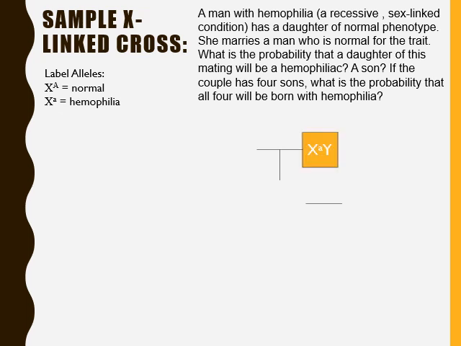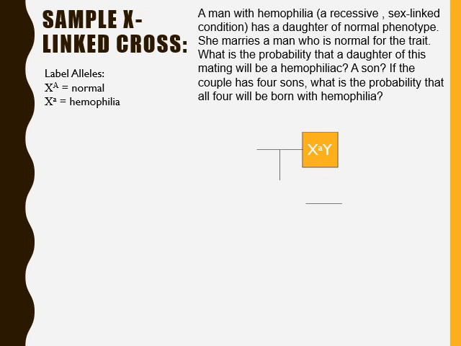All right, so that's the first thing we know. The man has an X little a and a Y. He's a man, so he's XY, and he has hemophilia. He has a daughter, and the daughter has a normal phenotype. Because she has a normal phenotype, she has to have at least one X big A.